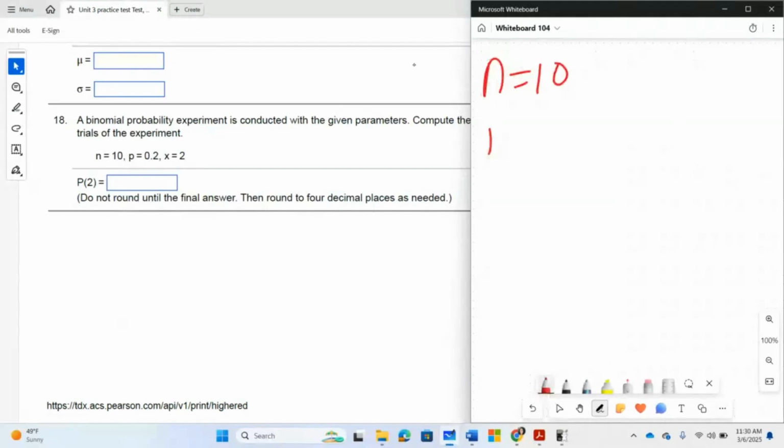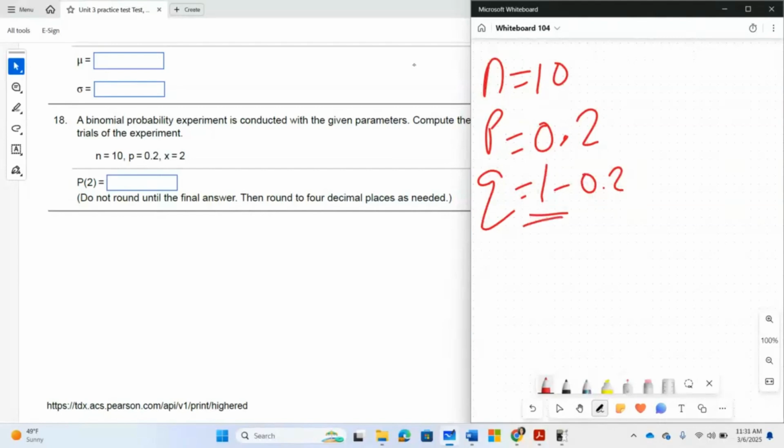Probability of success is 20% or 0.2. If probability of success is 20%, then failure will be 1 minus 0.2, which is 0.8, and then the random variable X is equal to 2. Whenever it is equal to, I am doing binomial PDF.